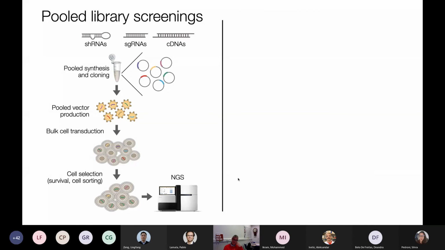Again, to conceptualize, there are 2 types of screenings that one can think of. One is screening with a pooled library. So it means that, for example, you have a collection of vectors with shRNAs, or single guide RNAs for CRISPR, or cDNAs, each one in a vector, in a plasmid, and all mixed together. So you have a collection of thousands or tens of thousands of different vectors or plasmids, and then you put these into cells and search for the phenotype. So you screen for the phenotype you want.